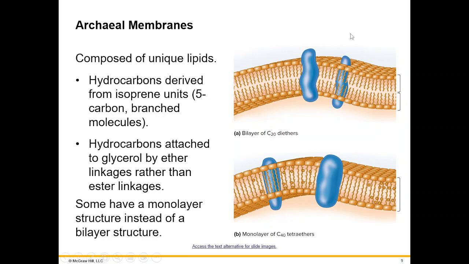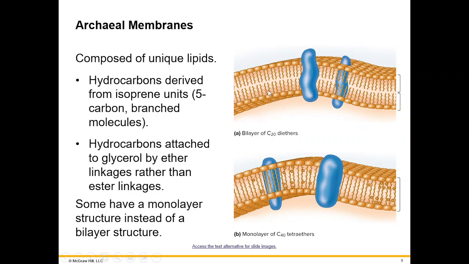If you look at this, it's similar to a normal bilipid structure. You have this bilipid layer again, a polar head and a non-polar tail. But if you look closely, the tail consists of quite unique lipids. They have hydrocarbons, so of course we have carbons and hydrogens, but they are made up from isoprene units. They are branched.